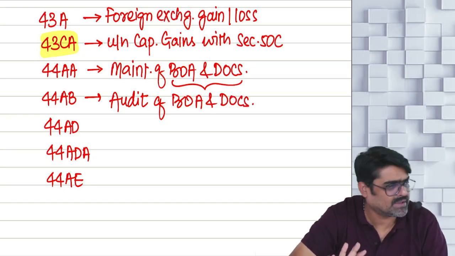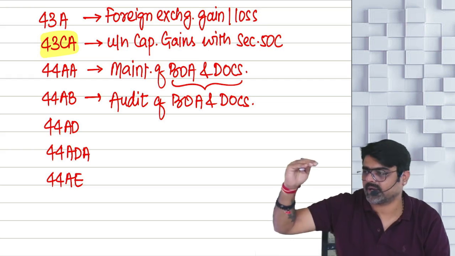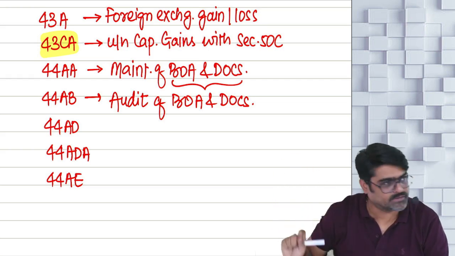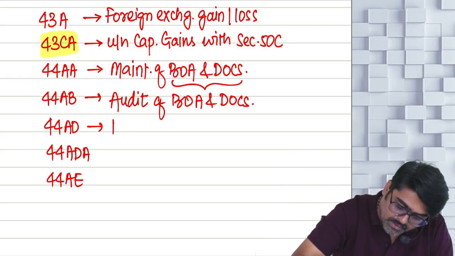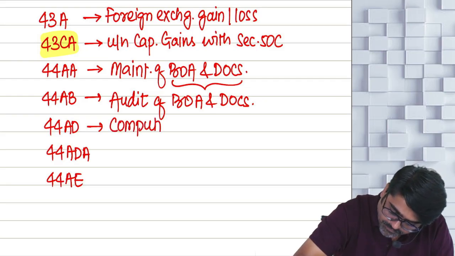Why this is required, I will tell you everything. But right now I am just writing the heading of each section. Then 44AD will talk about computation of your PGBP income.